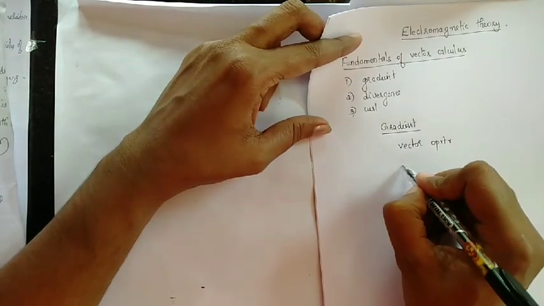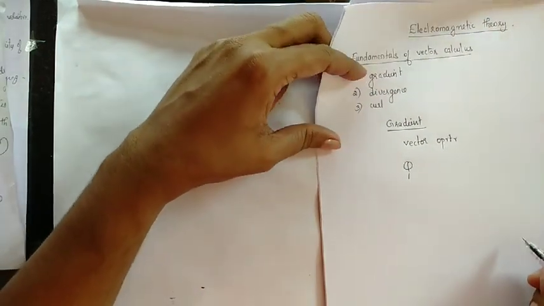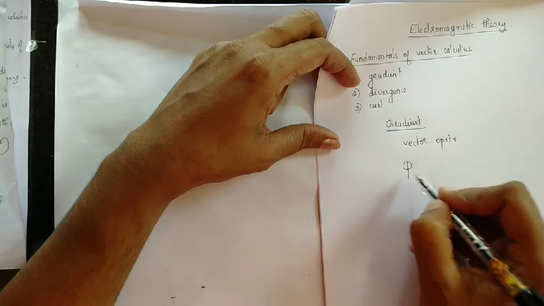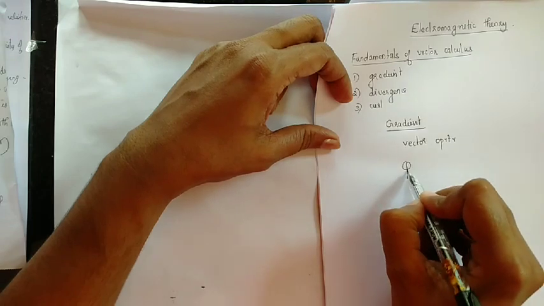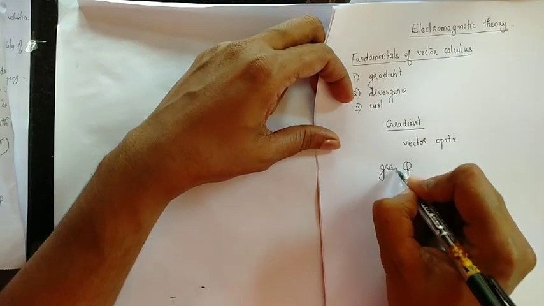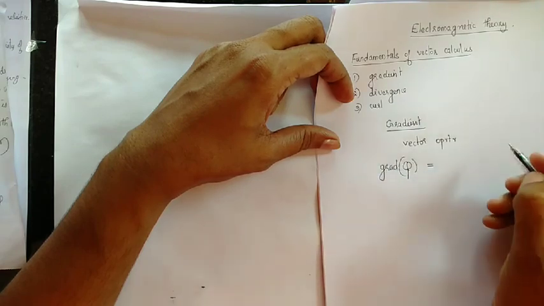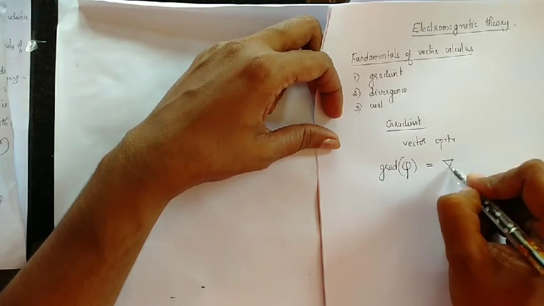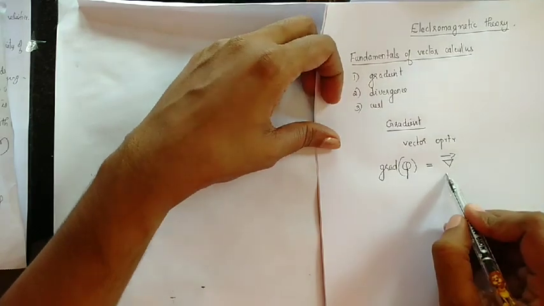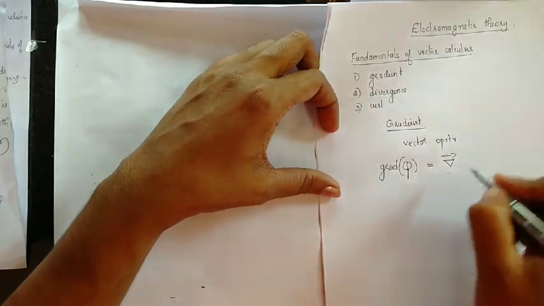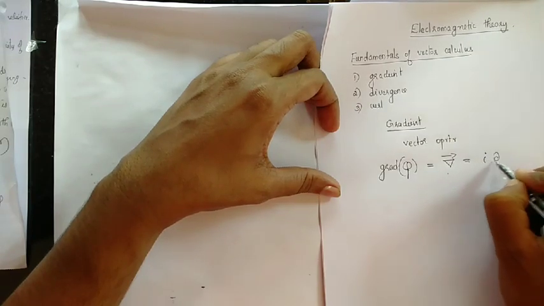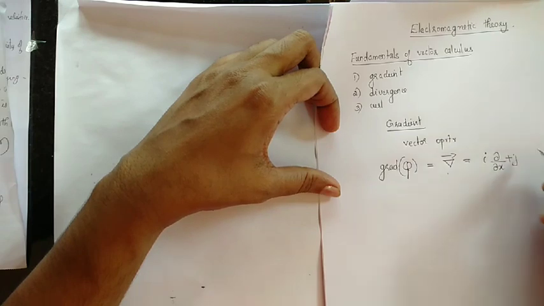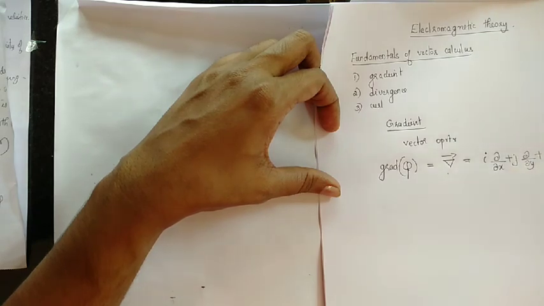Suppose phi is our scalar function. If you want to find the direction and magnitude of the maximum rate of change of this physical quantity, you have to take its gradient. Gradient of phi is represented by an operator, the del operator. This is the operator for taking gradient. Del operator is equal to unit vector i into dou by dou x plus unit vector j into dou by dou y plus unit vector k into dou by dou z.